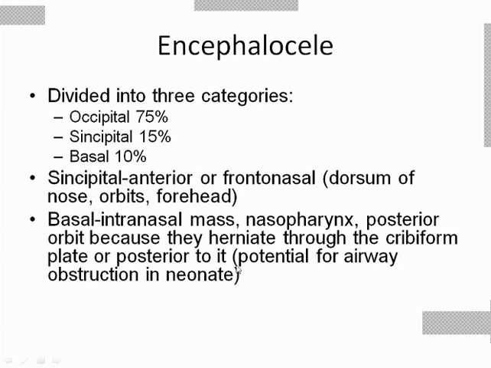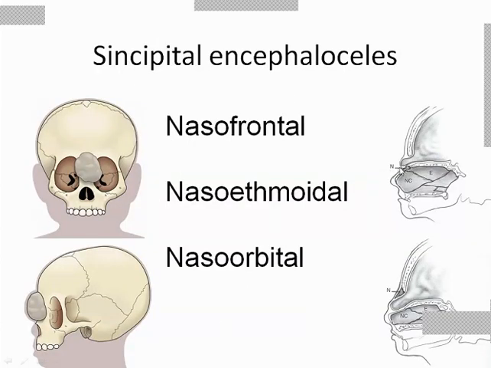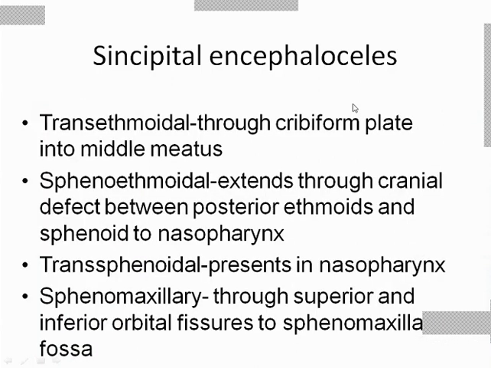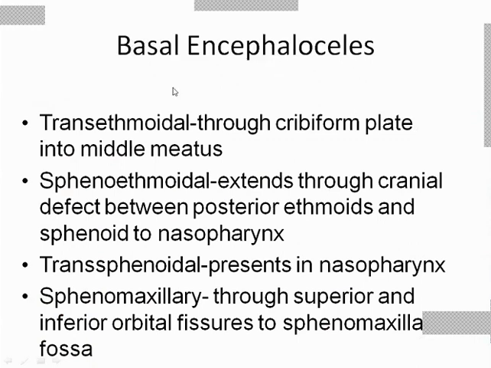So it could be nasofrontal, nasoethmoidal, or nasoorbital. Sincipital can be nasofrontal, coming anteriorly. Nasoethmoidal is between the nasal bone and the ethmoid, and nasoorbital comes into the orbit itself. Okay, these are all the various types of sincipital encephaloceles. As ENT surgeons, we are concerned with the sincipital and the basal.